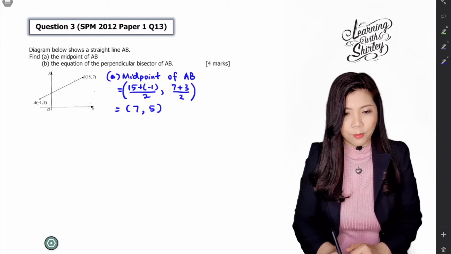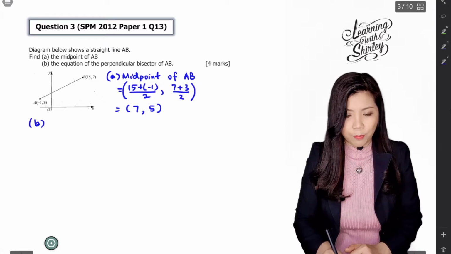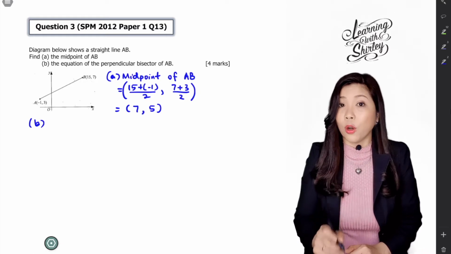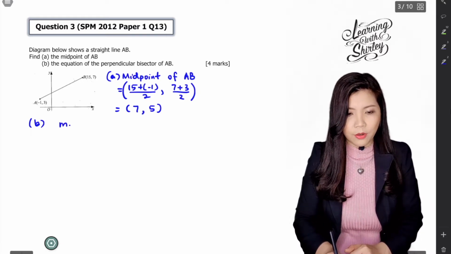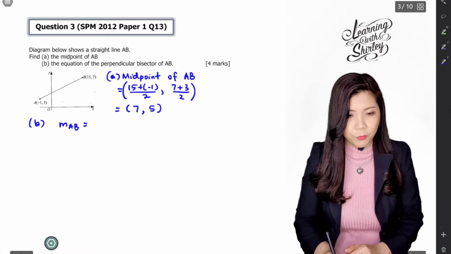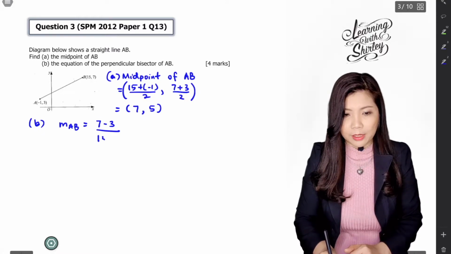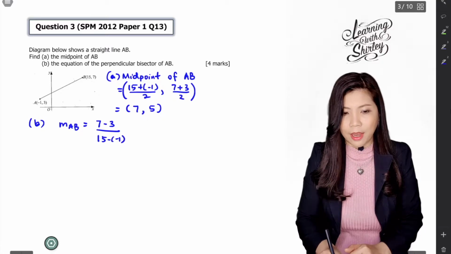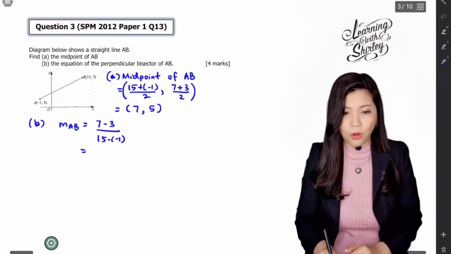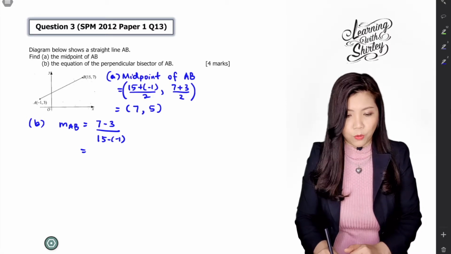So now let's solve for B. For B, we have to find the gradient of AB first. To find the gradient of AB, I'm going to use y2 minus y1 over x2 minus x1. So 7 minus 3 is 4. 4 over 16 is 1 over 4.